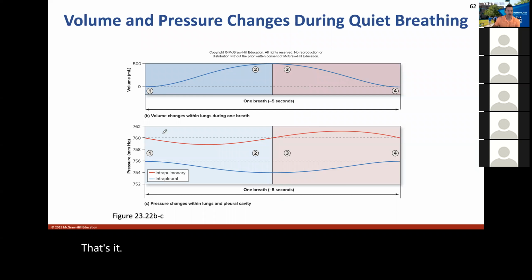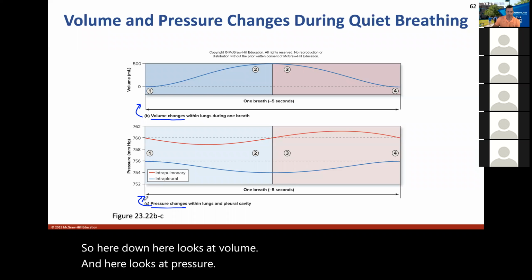So here, down here, looks at volume. And here looks at pressure. Okay. As we take that breath in, volume increases, pressure drops. Here's intrapleural, intrapulmonary. We just get a little drop.